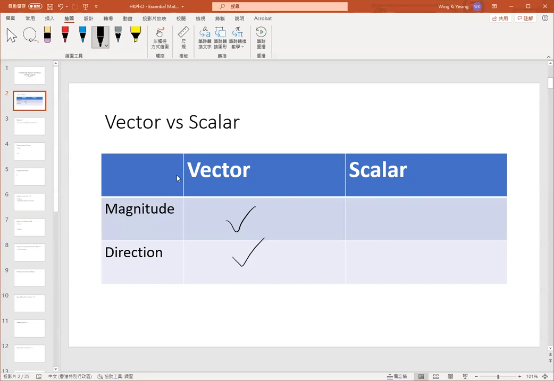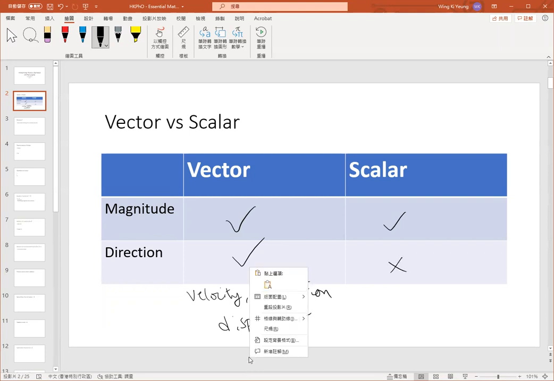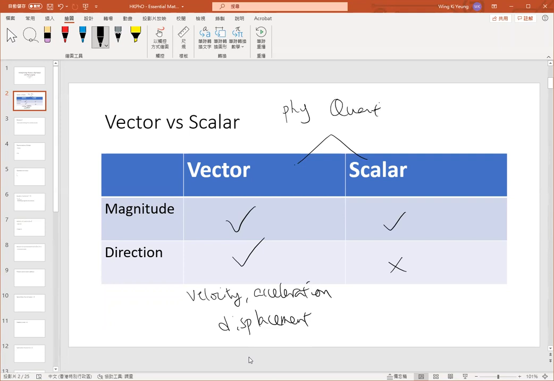So one of the examples is velocity, acceleration, and displacement, force, and so on. And for scalar, it only has a magnitude, but it does not have a direction. So most of the physical quantities can be categorized into these two groups, but not all. But for some of the quantities, we use the term tensor, but I can't tell you what tensor is. So one of the examples of the tensor is a matrix.